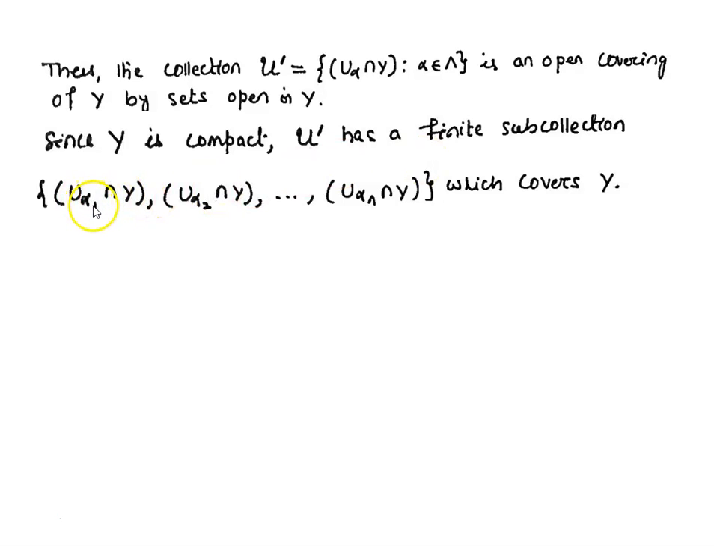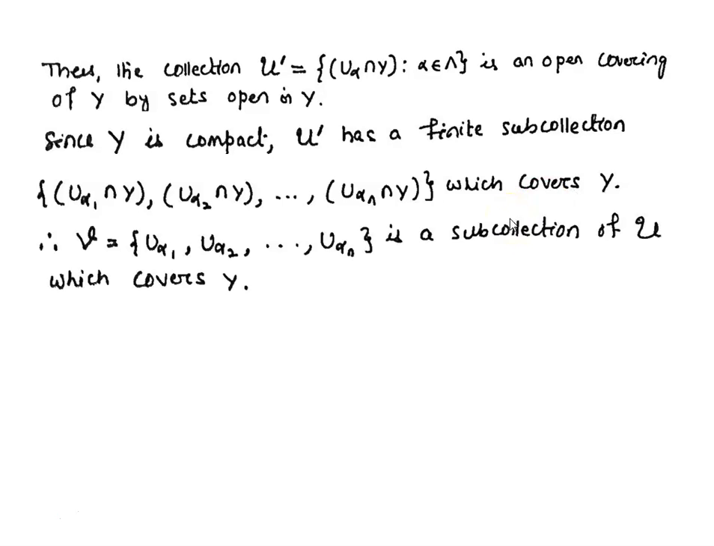Let that finite subcollection be a finite number of members from this U dash: U alpha 1 intersection Y, U alpha 2 intersection Y, up to U alpha n intersection Y. So we have picked n elements from U dash which cover Y. Therefore, the collection V of U alpha 1, U alpha 2, up to U alpha n will also cover Y, because the union of all these intersections covers Y. So U alpha 1 union U alpha 2 union U alpha n will also contain Y. Here we have a new collection V, which is a subcollection of U which covers Y.